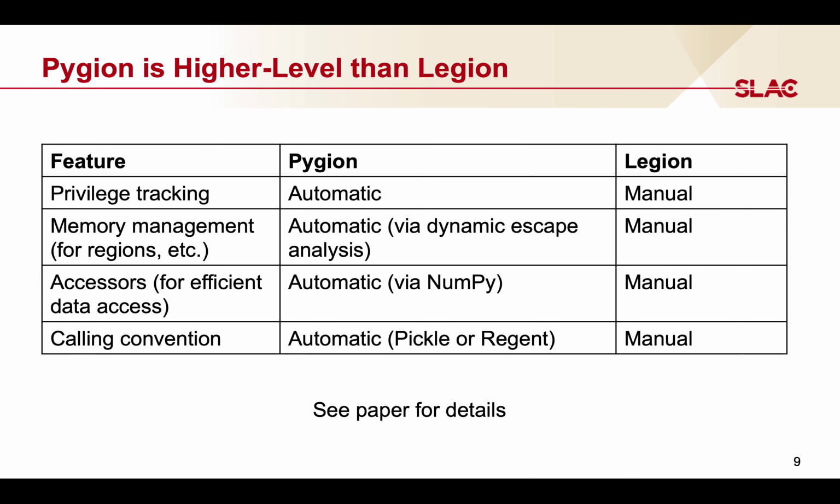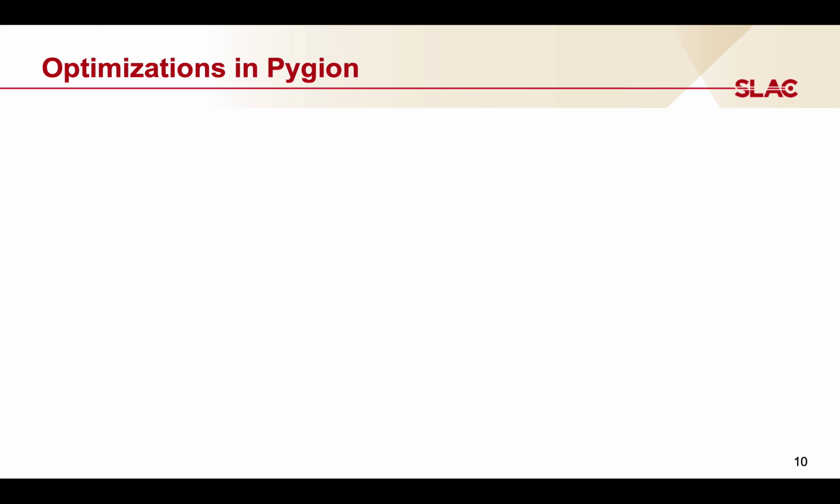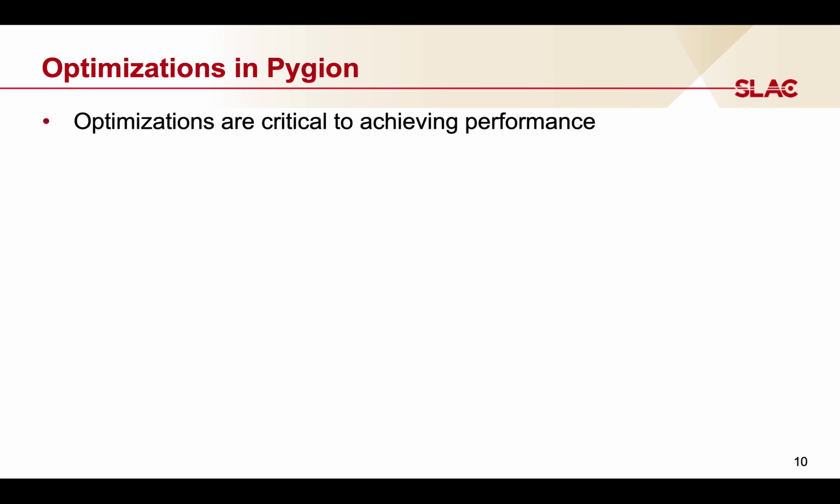And so here's a summary of the features that have been removed in Pygion that are automatically dealt with for you. Unfortunately, because of time constraints, I'm not able to go into details, but please see the paper. There are lots of details on exactly what's being done for you. And then we also have a number of optimizations in Pygion. These are optimizations that we noted when we built the Regent programming language were very important for performance.